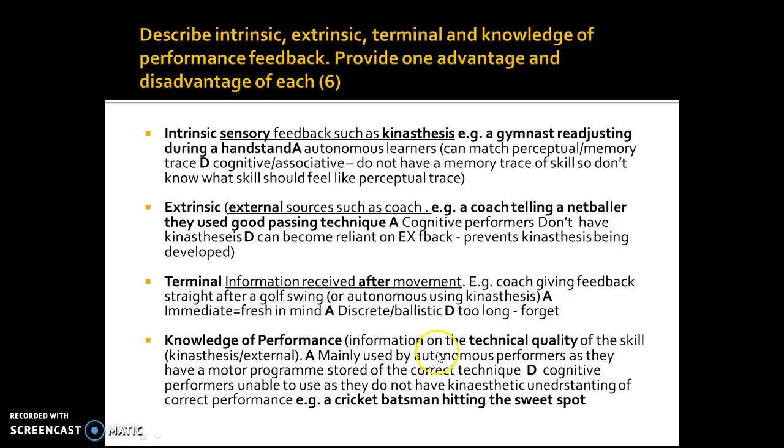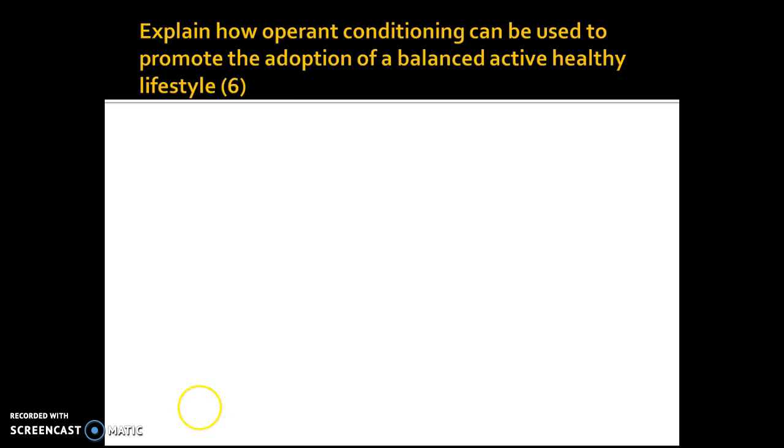Finally, knowledge of performance and information of technical quality. You've done this before, it can be external or kinesthesis. So it's mainly used by autonomous performers because, again, they have that motor program stored. It's not great for cognitive performers because they don't have a kinesthesis or a motor program by which to compare the kinesthesis when they're performing. So, for example, an elite cricket player knowing that they've hit the sweet spot or middled a drive, knowing they've hit it with good timing.